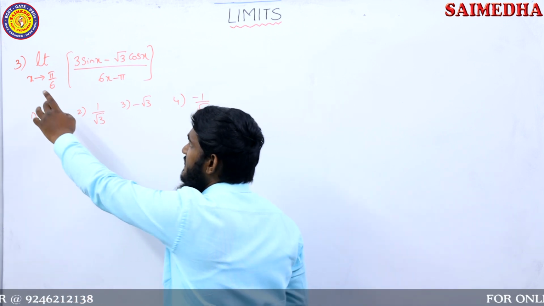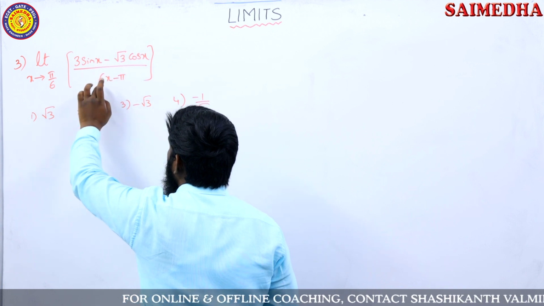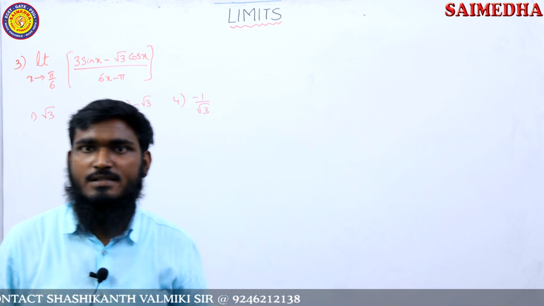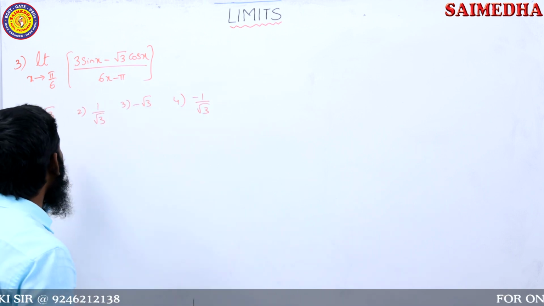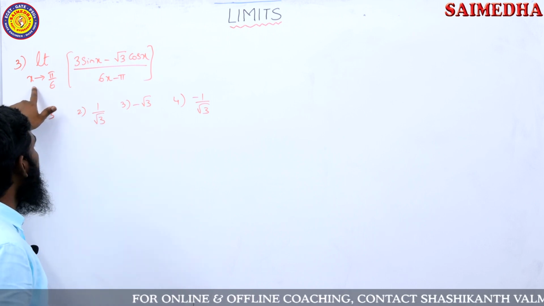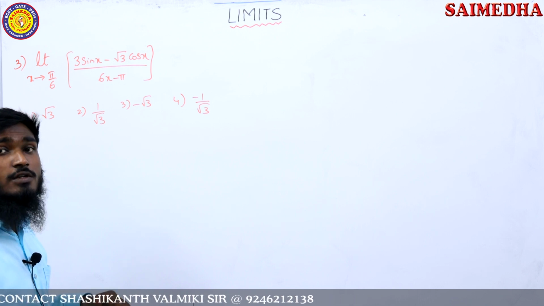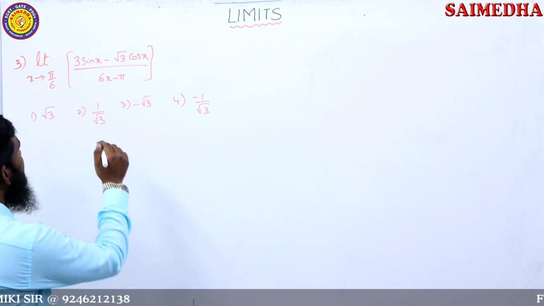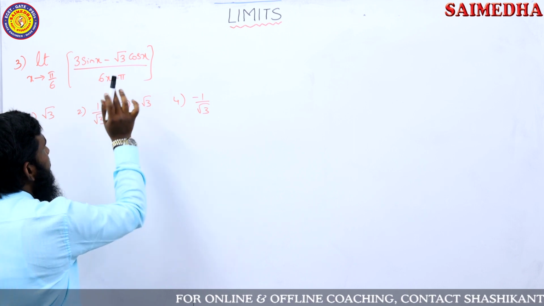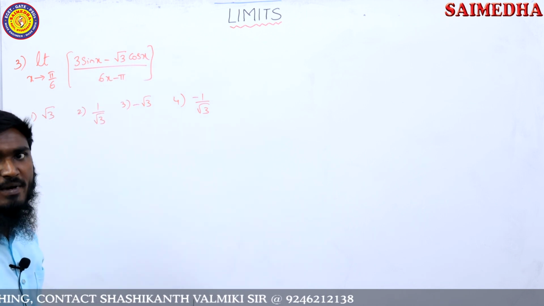It is limit x tends to pi by 6, 3 sin x minus root 3 cos x divided by 6x minus pi is given. So what we have to do means, whenever we are substituting this x value, which is pi by 6 over here, we are getting 6 gets cancelled, pi minus pi equals to 0 in the denominator, and sin pi by 6, cos pi by 6 in the numerator.